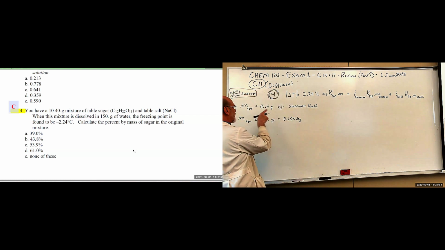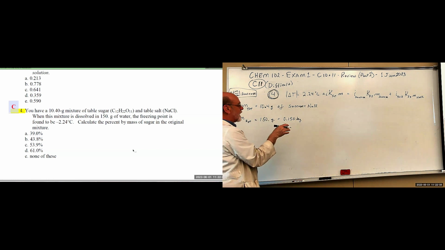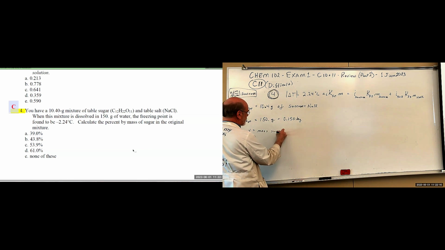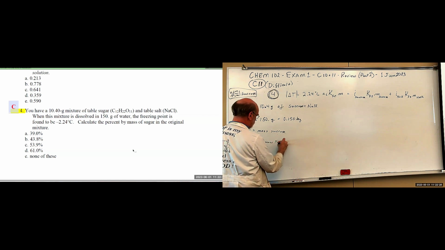So we're going to need to know the mass of sucrose, the percentage mass of sugar in the original mixture. Let the mass of sucrose equal X. So X equals the mass of sucrose. That means the mass of sodium chloride is 10.4 minus X.